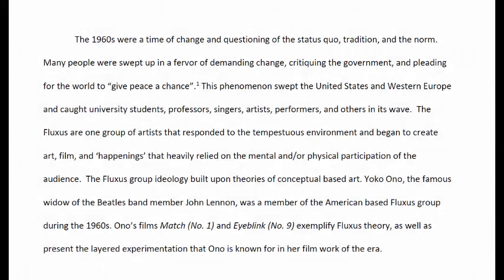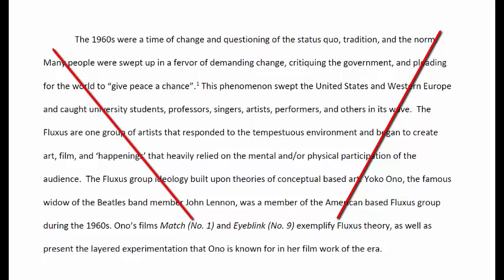Well, it looks a bit like this. This is a starting paragraph from a paper I wrote during my undergrad. Take a quick look and see how it opens pretty broadly. It's talking about the 1960s as a whole. Then it narrows its scope with each passing sentence. Moving from the 1960s in general, then it moves into certain kinds of groups that were in the 1960s and were active. Then it talks about one specific group, the Fluxus art group. Then to one specific artist from that group.